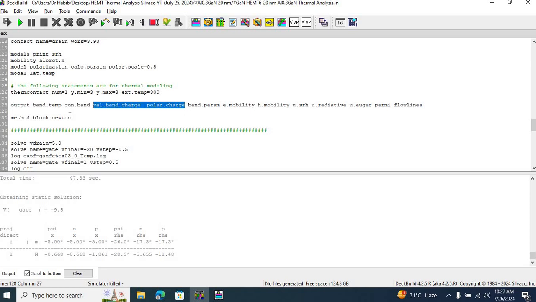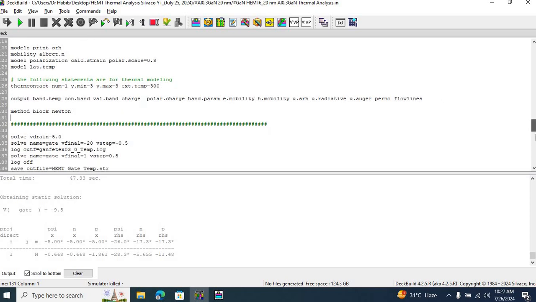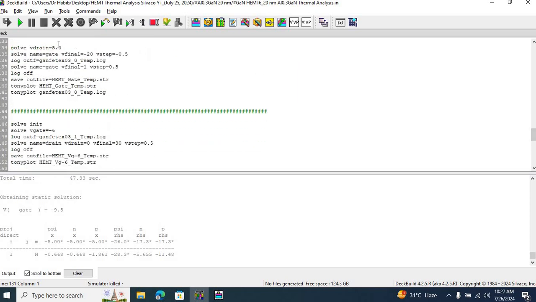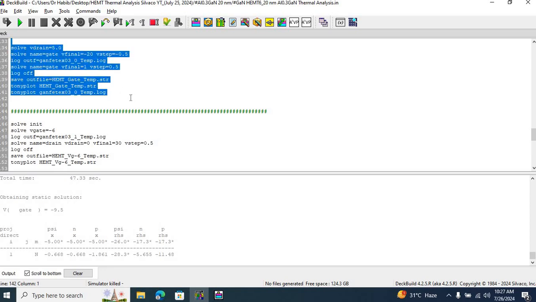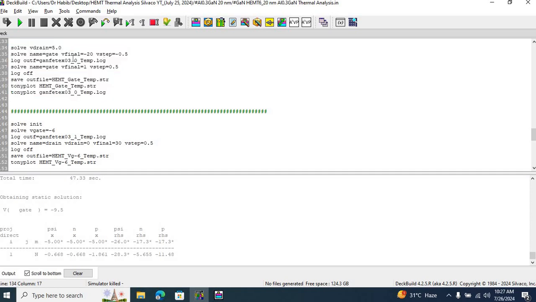I want to look at some output parameters. I've introduced the Block and Newton methods for the numerical simulation of my device. Then in this section I actually want to look at the drain current versus gate to source voltage. So I've set the drain voltage at 5 volts and I'm ramping up the gate voltage from minus 20 to 1 volt.